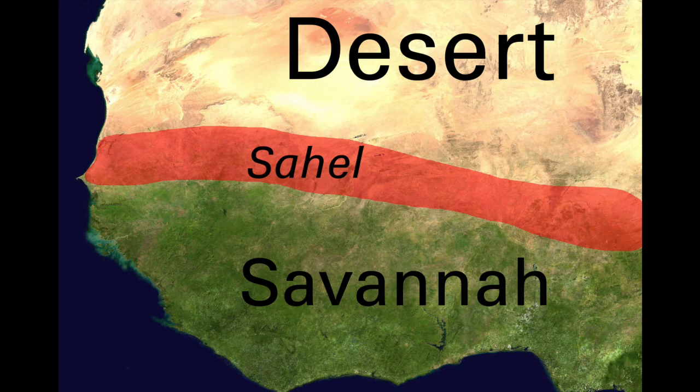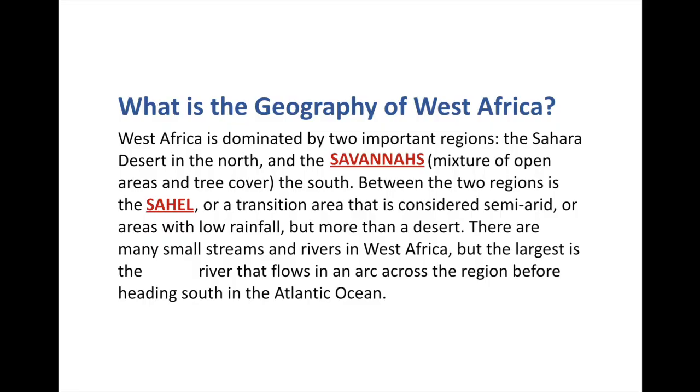This is West Africa. As you can see, the Sahara Desert's up in the north. That's all the sand stuff. The savanna, the green part, is in the south, and the Sahel is this little strip in between. It's where the climate transitions from desert to savanna. The Sahel region is a very important thing in establishing the Ghana, the Mali, and the Songhai empires, which we'll get into. Through the savanna and cutting through the Sahel is West Africa's largest river.